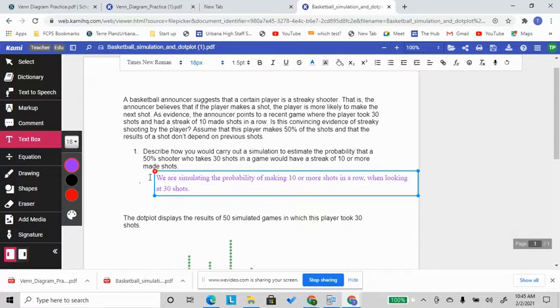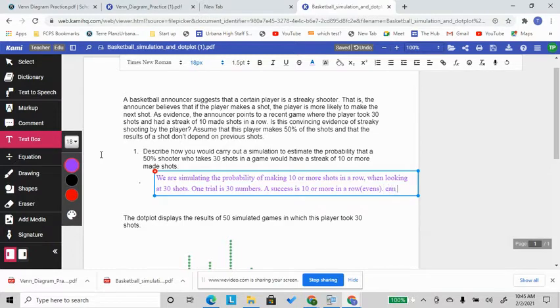Okay, so one trial is 30 numbers. We use each one to make 30 numbers. A success is 10 or more in a row. I should have set up my chart first. I'm going to say that the probability is 50%, so I'm going to say evens or odds. Evens is my success.